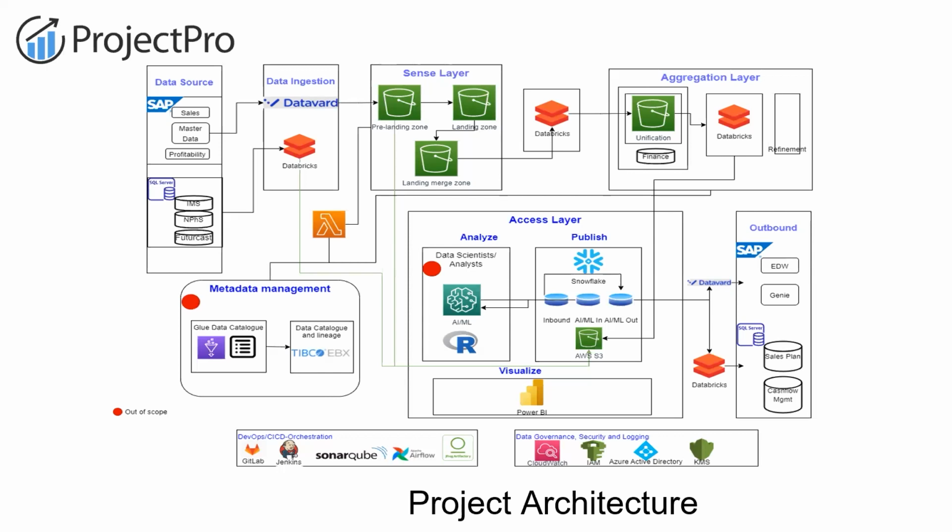So it goes to the sense layer first, then comes to the aggregation layer, and finally to the access layer or the publish layer, where all the curated, cleansed, and business-rules-applied data will be present. In the publish layer, we are using Snowflake as a data warehouse or virtual data warehouse, and from that the data will be visualized using Power BI. So this is a high-level data flow. So this is the project architecture.